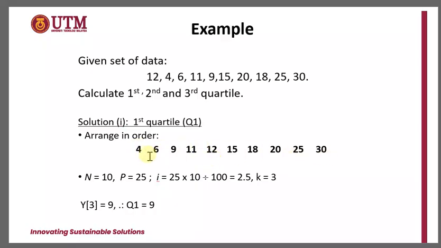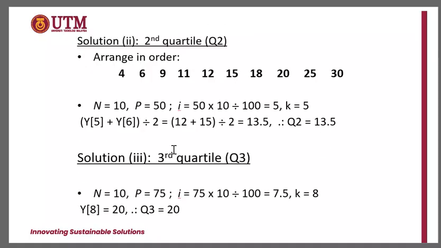The third position: this is first, this is second, this is third. So 9 is Q1. So Q1 equals 9. Okay, we found the position equal to 9. For the second one, for Q2, no need to use these rules.